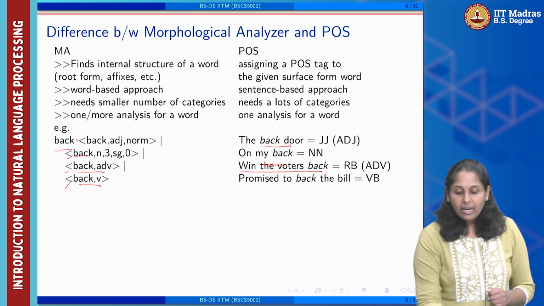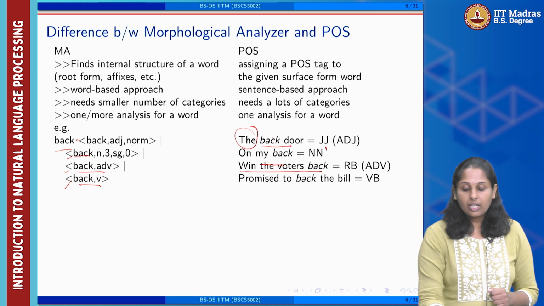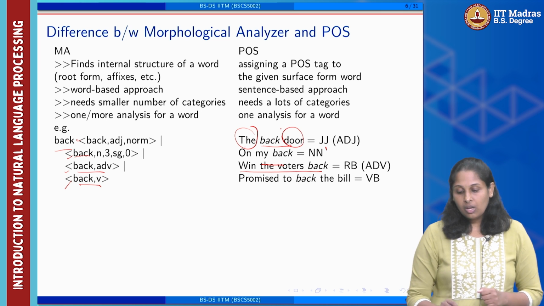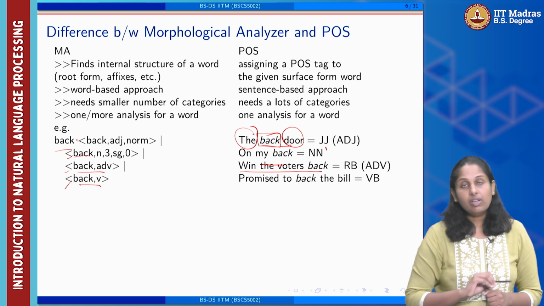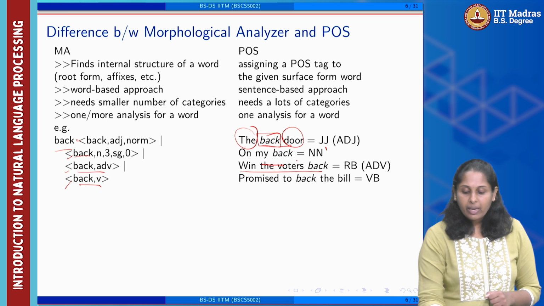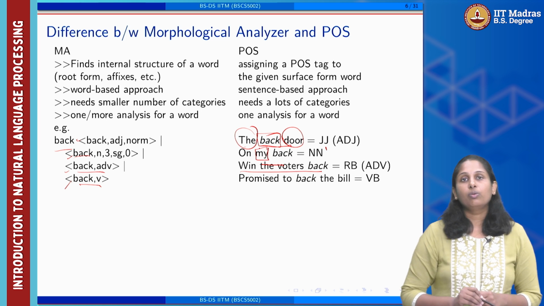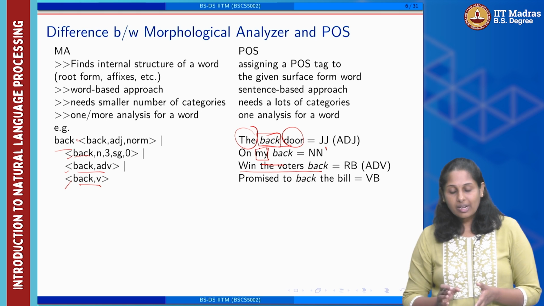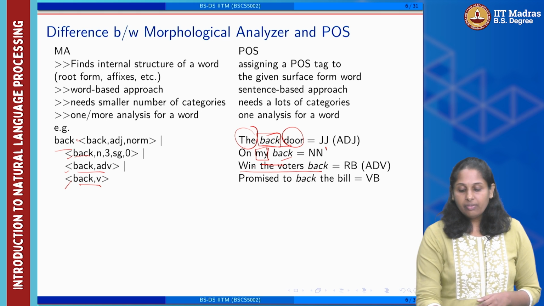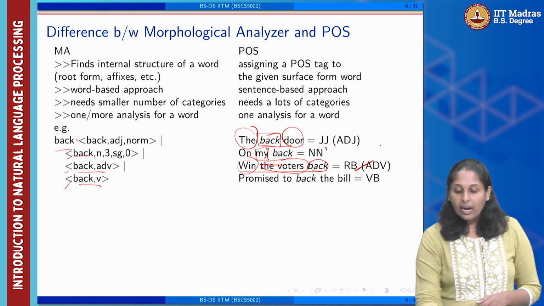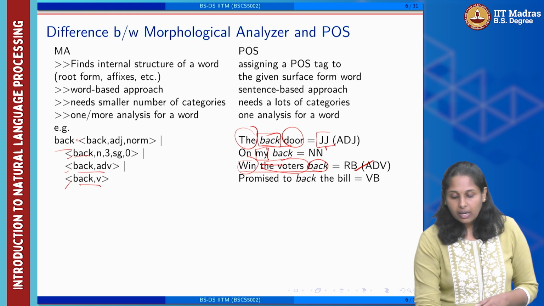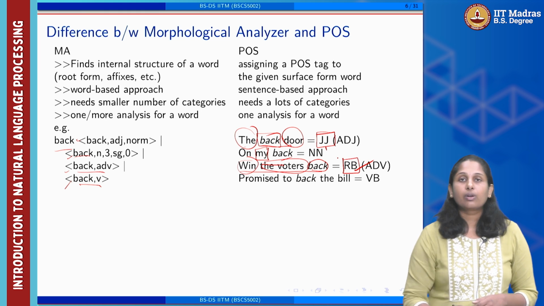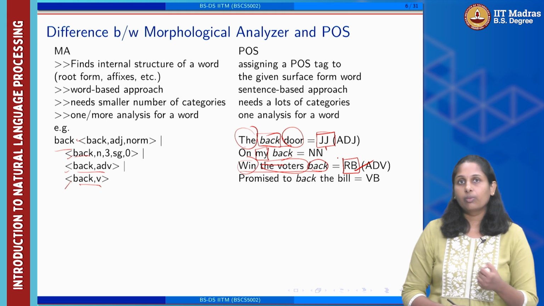So for example, "the back door" gives you the category JJ only, because it's preceded by an article and followed by a noun, and this position is marked for adjective. Similarly, in "on my back", when there is a possessive pronoun "my", it will most likely be followed by a noun. And in "win the voters back", since there is a verb and a noun already, this back is again an adverb. And you could also see the categories like JJ and RB are used for adjective and adverb respectively.